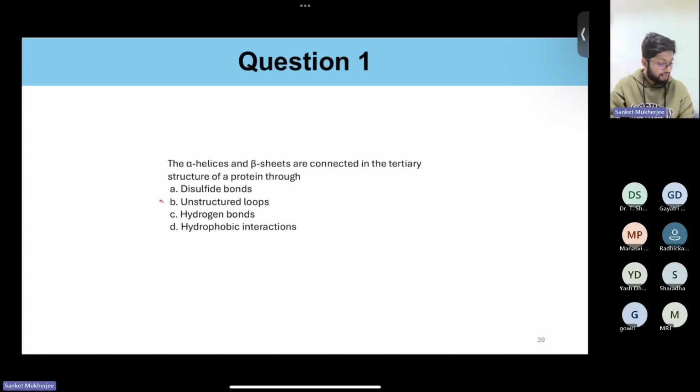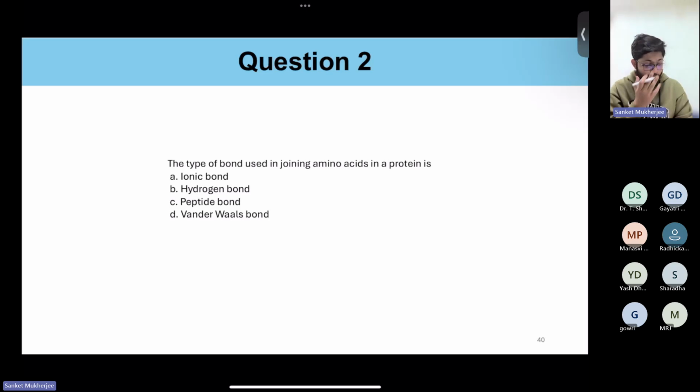The type of bond used in joining amino acids in a protein is an ionic bond, hydrogen bond, peptide bond, or van der Waals bond. Peptide bond. Very right.